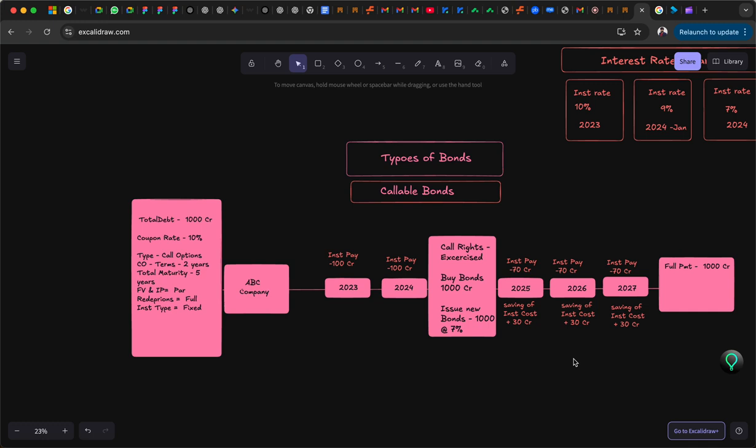I hope you get it. This is how callable bonds work. Okay.